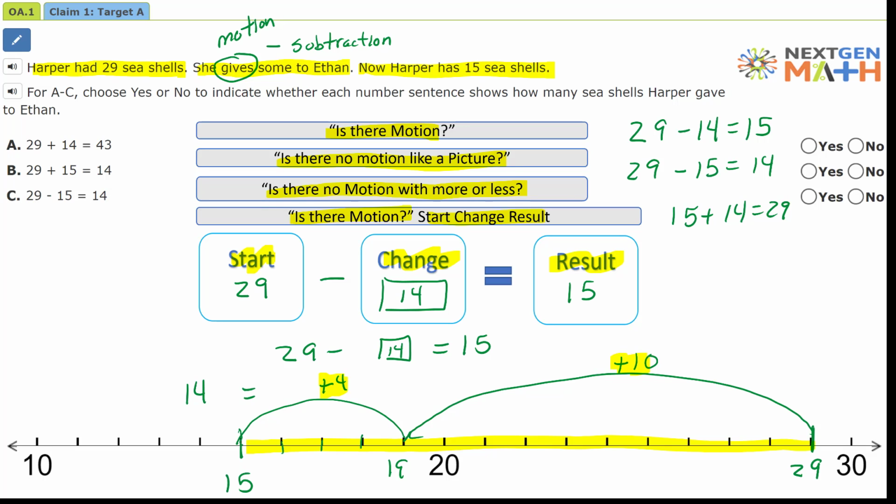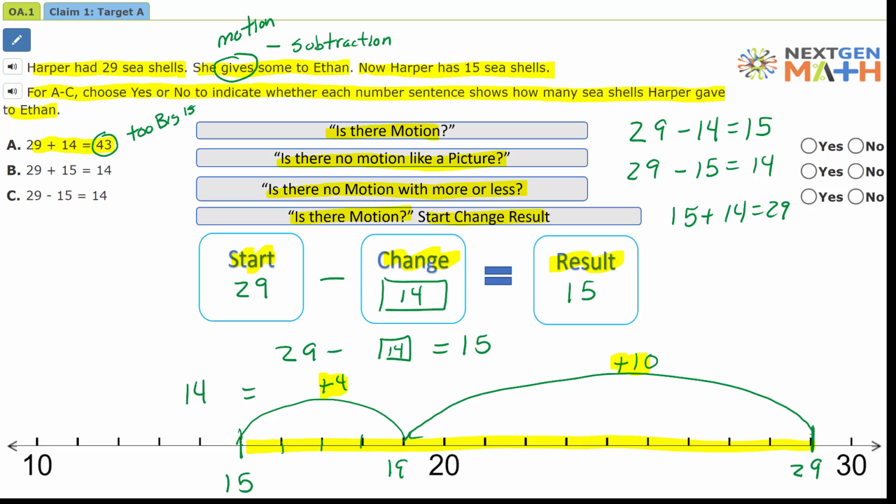Back to our problem. For A through C, choose yes or no to indicate whether each number sentence shows how many seashells Harper gave to Ethan. Let's look at this first one. 29 plus 14 equals 43. Well, that does not work because this number is too big. That number is too big because we were looking for 15.